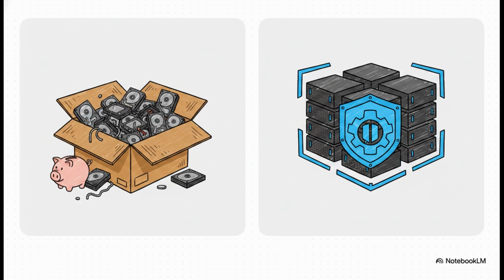So the big takeaway for storage is this. UNRAID prioritizes maximum flexibility and cost-effectiveness. You can literally take whatever mismatched hard drives you have sitting in a closet, throw them into an UNRAID box, and it's going to protect your data. Proxmox, however, demands much more rigid enterprise-grade setups.